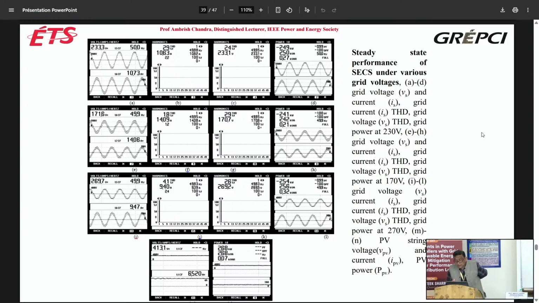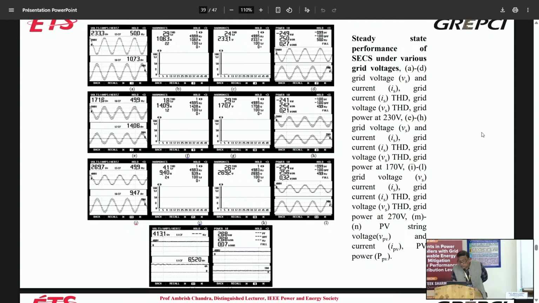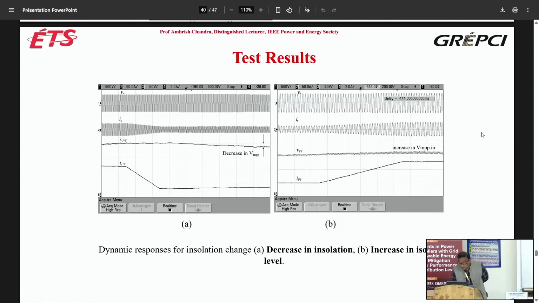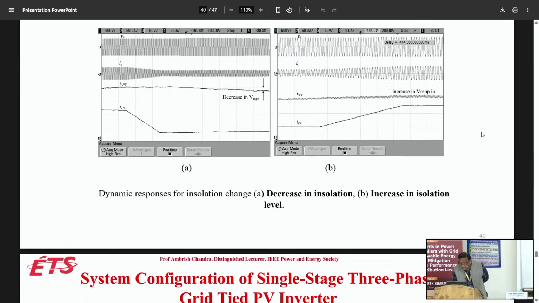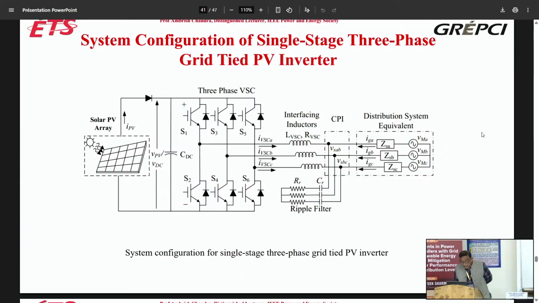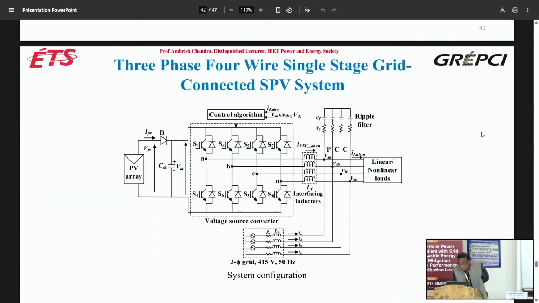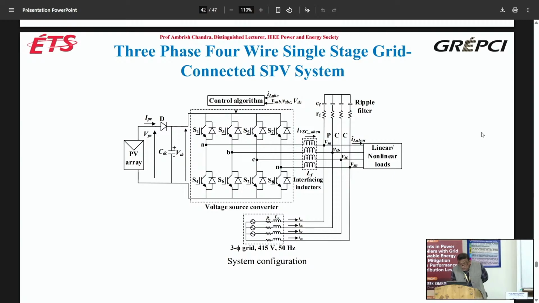Then you have single stage, 3-phase grid tied. So instead of single phase, you have 3-phase here. 3-phase 4-wire. You see you have neutral also here. For the neutral you need an extra leg, and still it is single stage. You have a diode here.